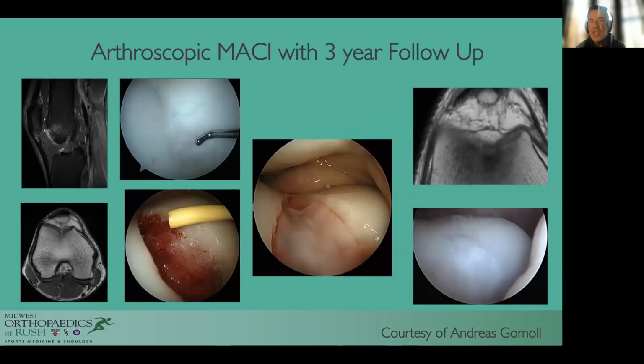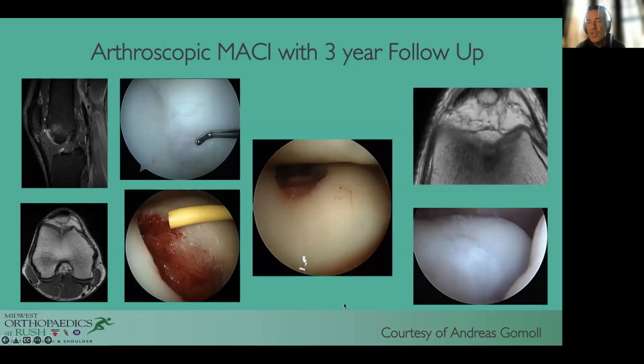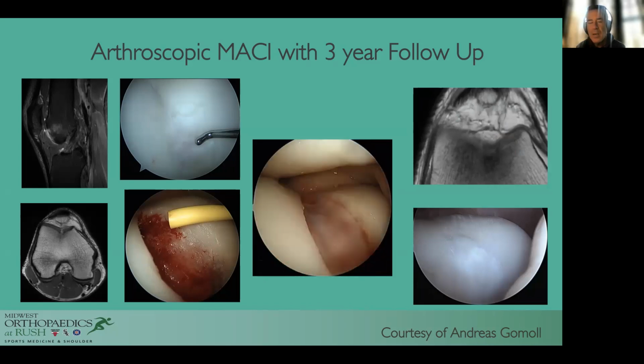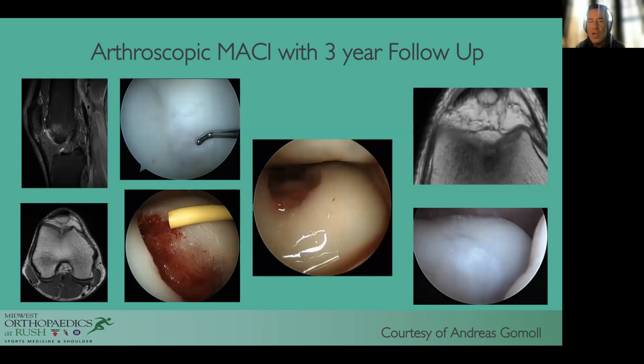This is a MACI procedure that was also performed arthroscopically, courtesy of Andreas Gomoll. And essentially, this is a technique that, as long as you get good defect preparation, you can easily perform arthroscopically. Most easy, I think, in the trochlea, but can be performed in the tibia as well as the femoral condyle.